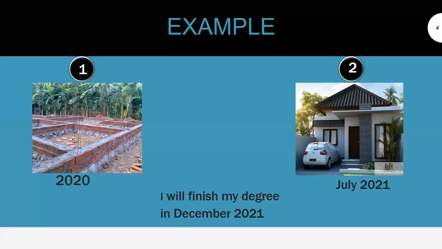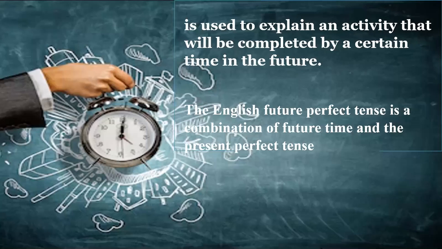So now, based on these two examples, how do you use future perfect tense? Can you tell me? How do you use future perfect tense? To express about what? Okay. Future perfect tense is used to explain or to express an activity, an action, satu kegiatan, pekerjaan, that will be completed by a certain time in the future.